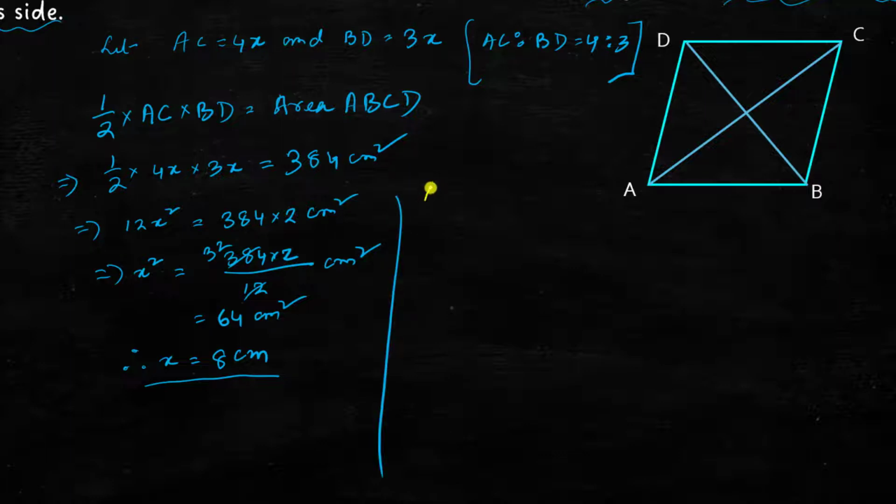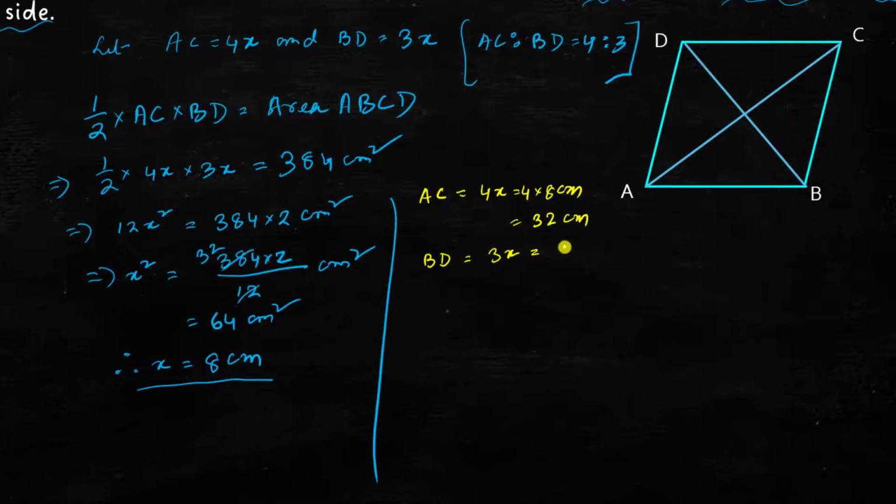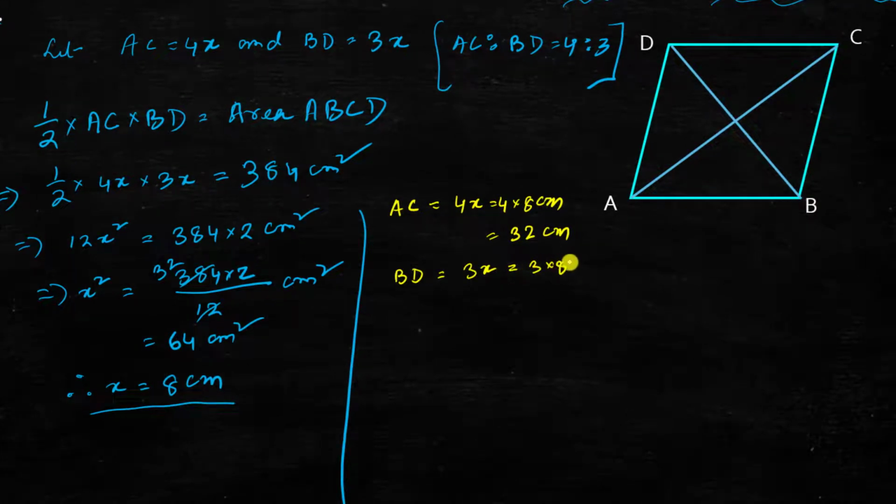So what we get? AC is equal to 4x, that is equal to 4 multiplied by 8 centimeter, and this is equal to 32 centimeter. Again BD is equal to 3x, that is equal to 3 multiplied by 8 centimeter is equal to 24 centimeter. These are the diagonals of the rhombus. Now both the diagonals cut at a point O and they intersect at an angle of 90 degree. So triangle OAB is a right angle triangle.